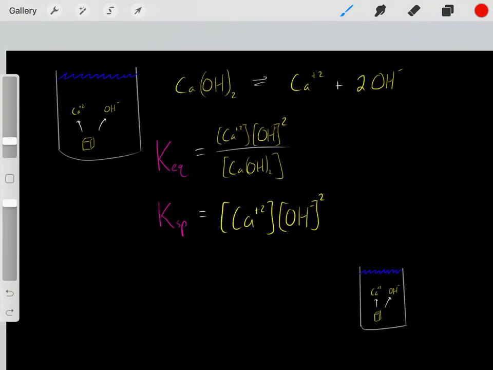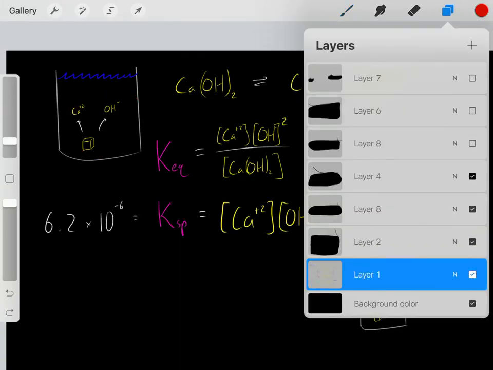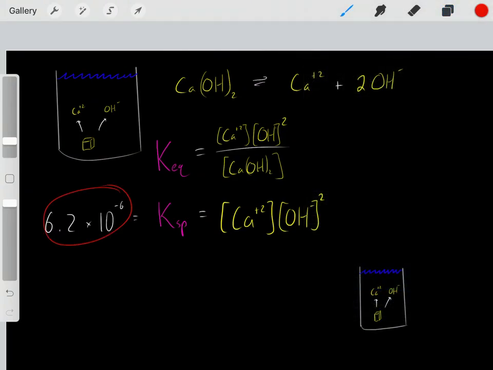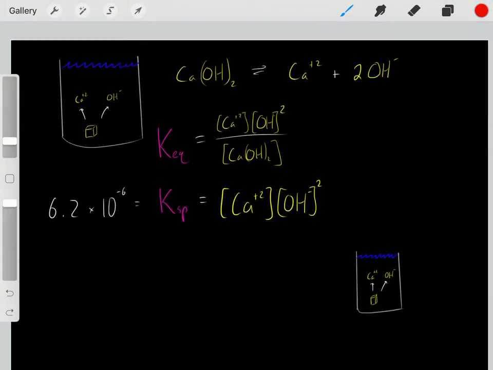But again, remember what's going on. We introduce the solid into the solution and we let it react. We let it dissolve. It dissolves, forming these ions, and then eventually it'll reach equilibrium with these equilibrium concentrations. And if we took those concentrations at equilibrium and plug them into this equation, we'll get the KSP, the KQ of this reaction. And this reaction happens to have a KSP of roughly around 6.2 times 10 to the negative 6. So what does that mean?